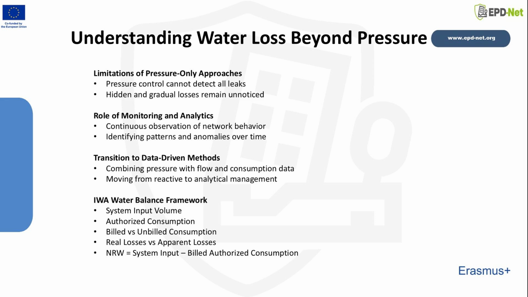Monitoring and analytics extend the capabilities of traditional pressure-based approaches. By continuously observing network behavior, utilities can identify patterns, trends, and deviations that indicate potential leakage. This analytical perspective allows for earlier and more accurate detection of problems.